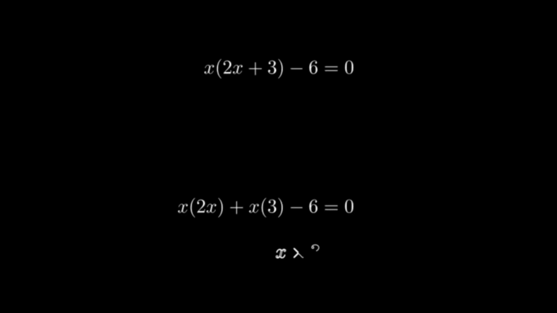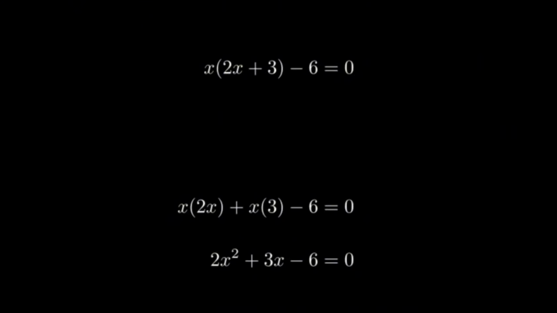For the second term, we have x times 3. Since 3 is just a constant, we multiply it by x to get 3x. There's no exponent to worry about here, since we're just multiplying a variable by a number. Now we can substitute these results back into our equation. The first term becomes 2x squared, the second term becomes 3x, and we still have minus 6 equals 0.